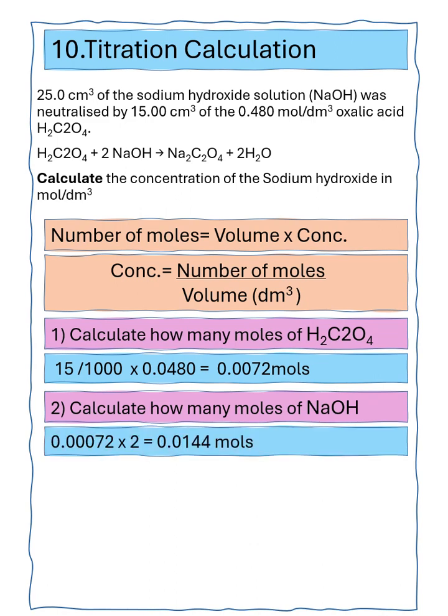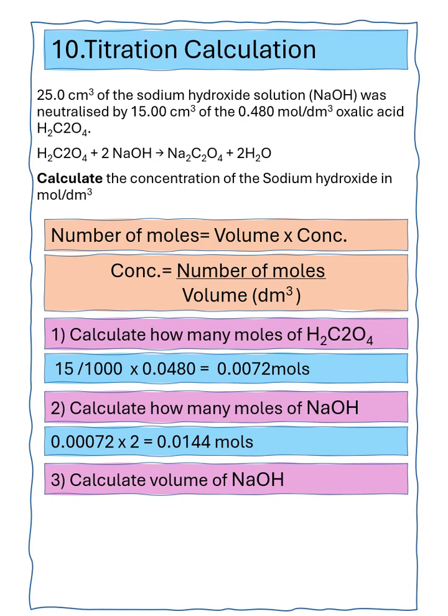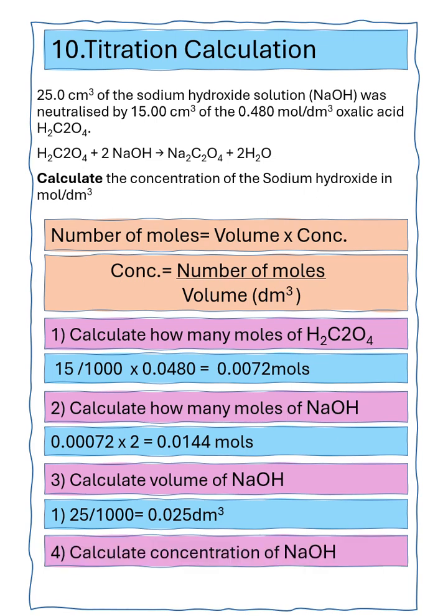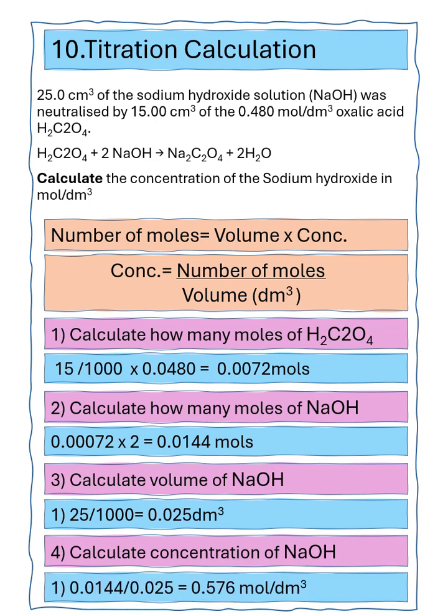So we multiply the number of moles of oxalic acid by 2 to get the number of moles of sodium hydroxide, so 0.0144 moles. We can then calculate the volume of sodium hydroxide in decimeters cubed by dividing 25 by 1,000. We can then use the volume and the number of moles to work out the concentration. So it's 0.0144 divided by 0.025 to give us a concentration of 0.576 moles per decimeter cubed.